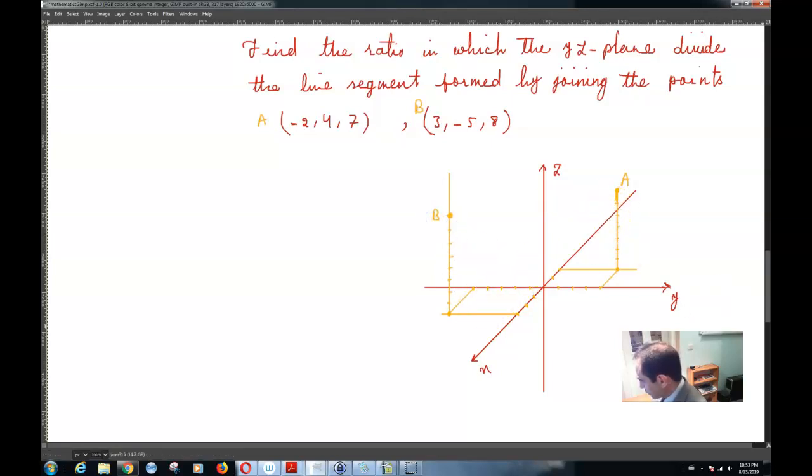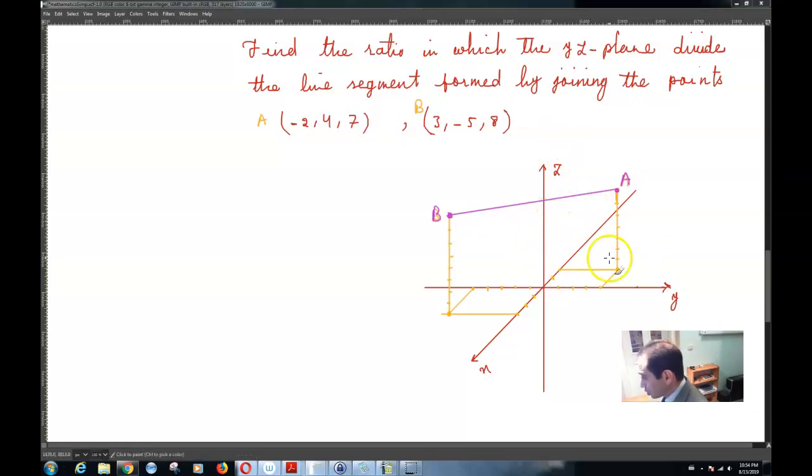Now you can see that if I connect these points together, point A and point B over here, one of the points is back there, and the other point is in the 4th octant in the front, and so the line actually does go through the YZ plane. So this actually does make sense.